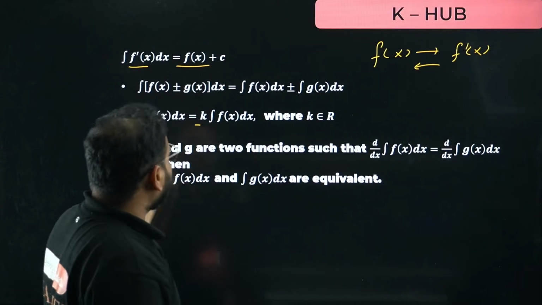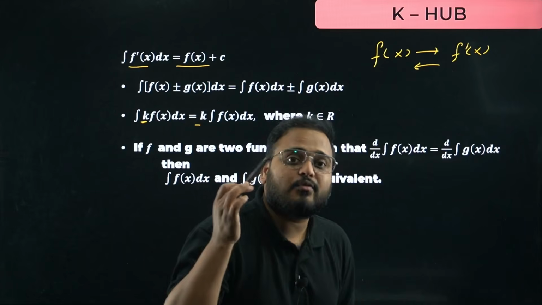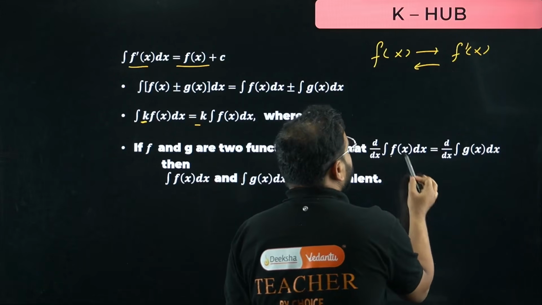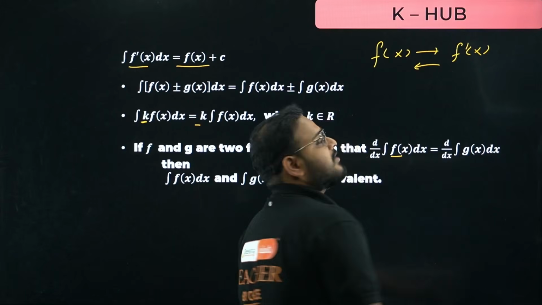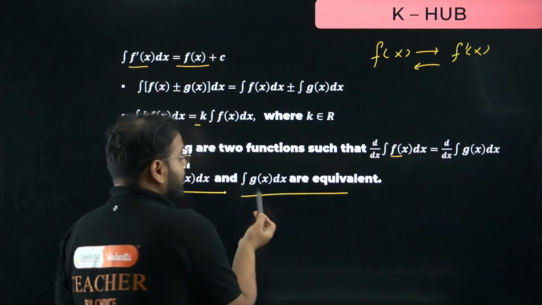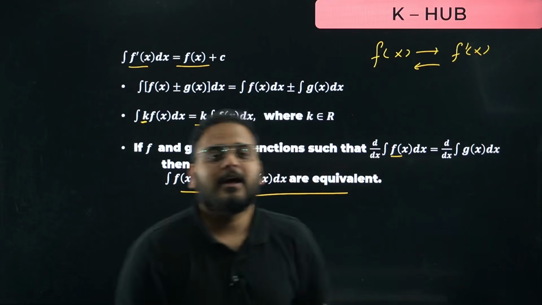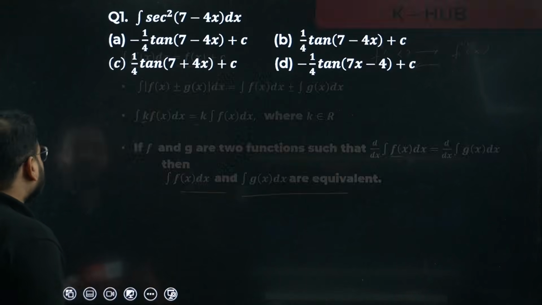Then if f and g are two functions defined like this, and the integral of f(x) and the integral of g(x) are equal, it means the functions have to be equivalent. Sorry, not unique, equivalent actually. I said it the wrong way around. Forgive me for that.